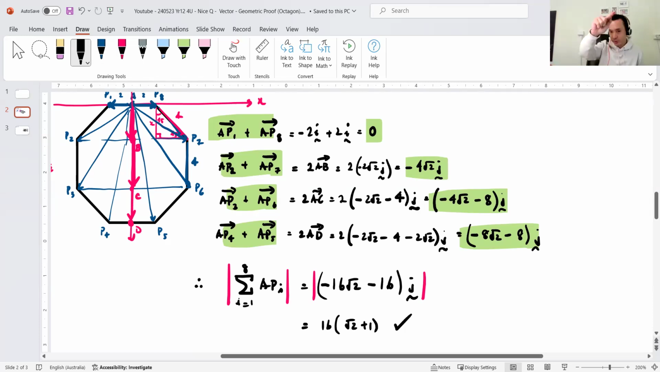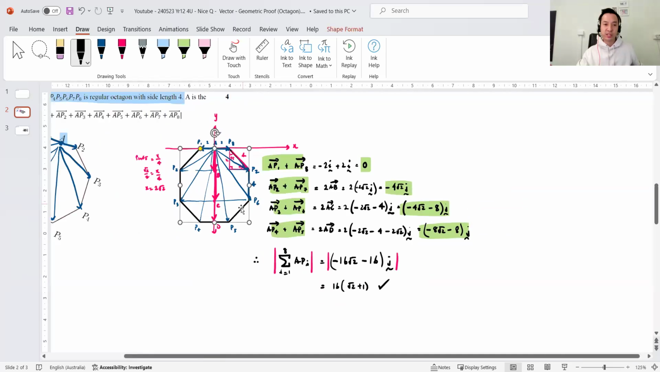Sum it all up, which means you sum up all those green vectors there. And when you do that, take the magnitude. Because it only has a y direction, you don't need to do Pythagoras or anything. It's just whatever that scalar is in front, which is 16, factorize root 2 plus 1. How's that?